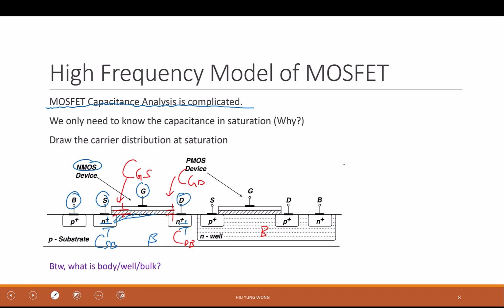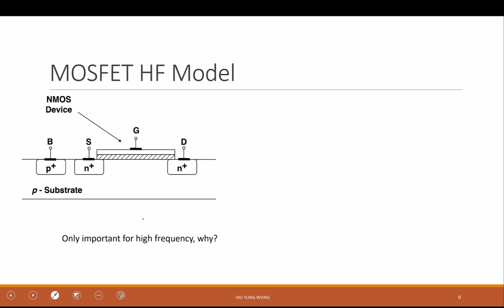Okay. So for capacitor, any questions? If not, let me redraw the capacitor one more time. Can you tell me what this is? It's in the midterm. CSB. What is this?